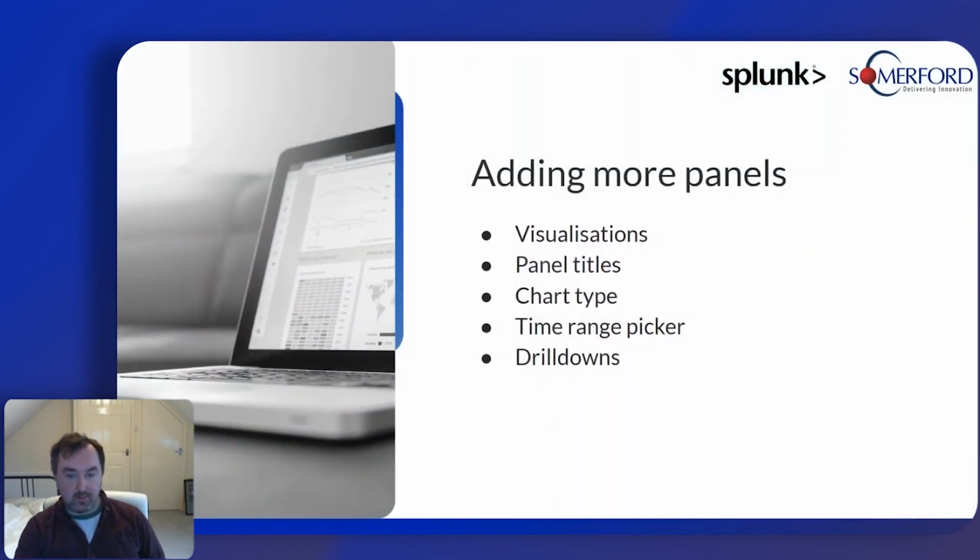Next, adding more panels. There are different types of panels that you can add, and some of the different formatting options. Choose your visualizations to suit the data. Panel titles, don't forget those. Chart type and the time range picker, which will show you how far back in time you want your dashboard to look. And drilldowns is a more advanced formatting option where you can set the behavior if you click on each panel. We'll talk about that more in a minute.